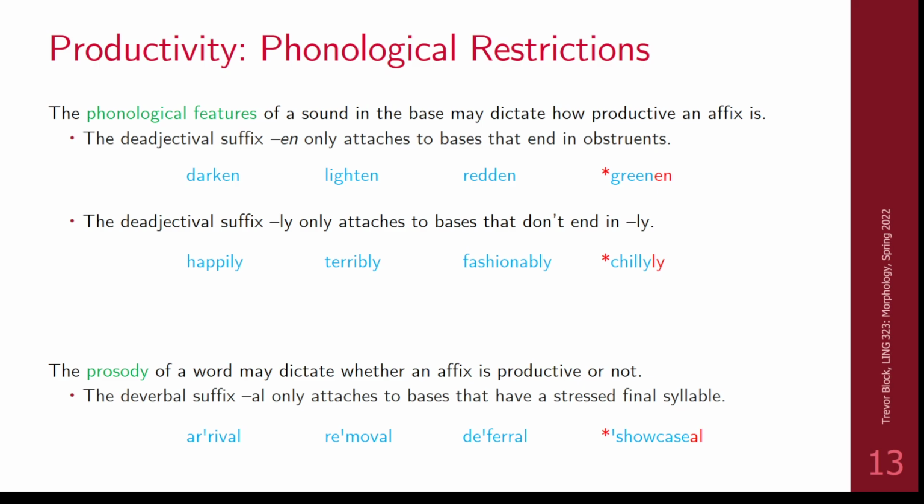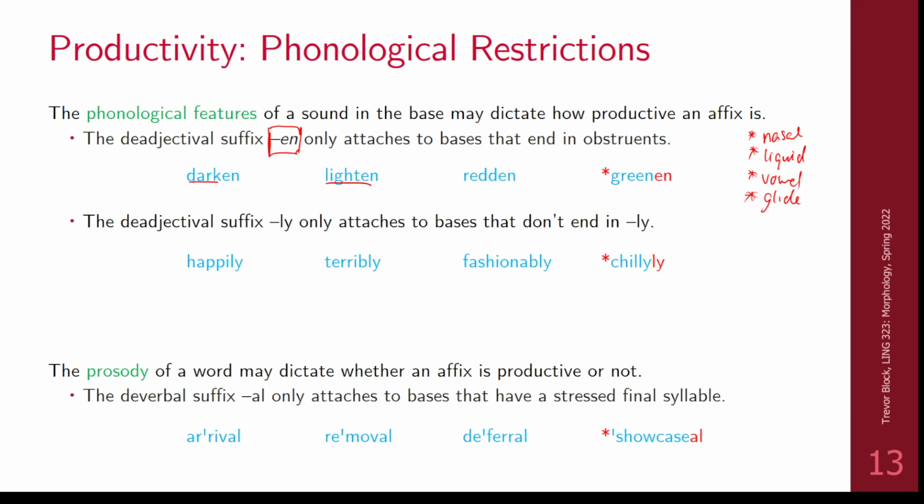So sometimes phonological features can stop new words from being formed. So to do this en suffix, in other words, to make something whatever the description is, like to darken or to lighten, this cannot attach to bases that end in anything but an obstruent. So what this means is that if it ends in a nasal, a liquid, a vowel or a glide, it cannot appear on those forms. You cannot put the en suffix on those forms.